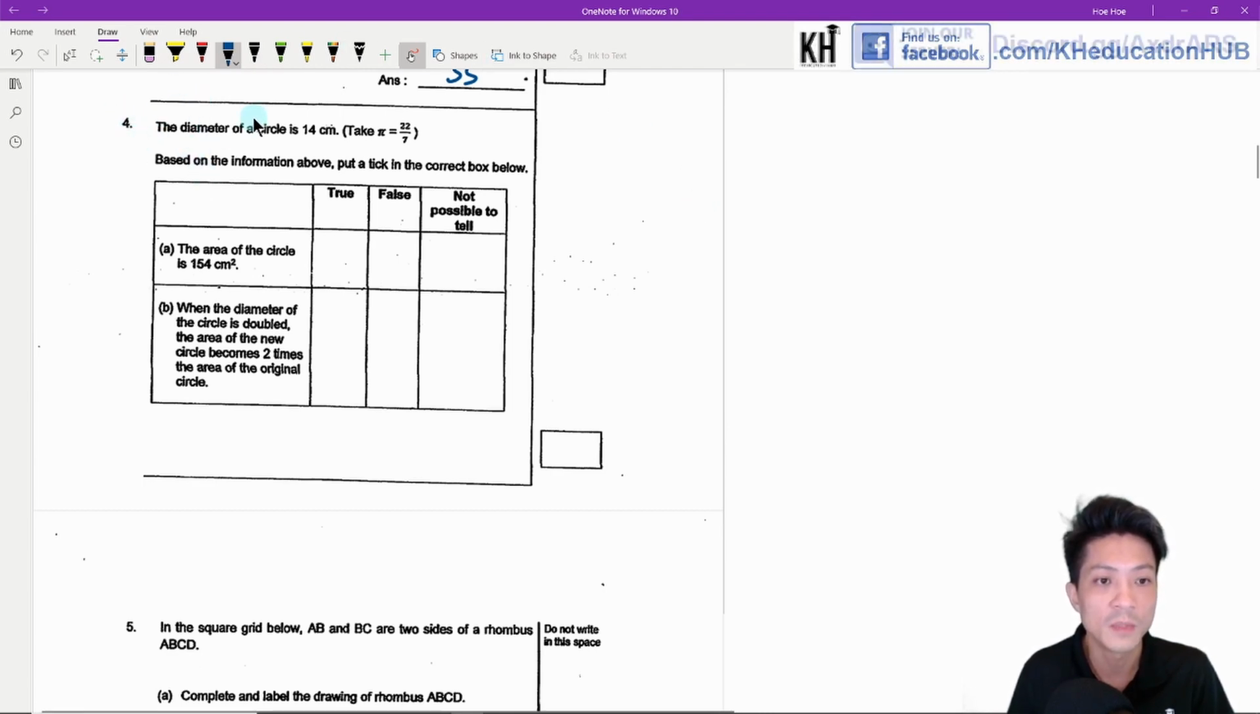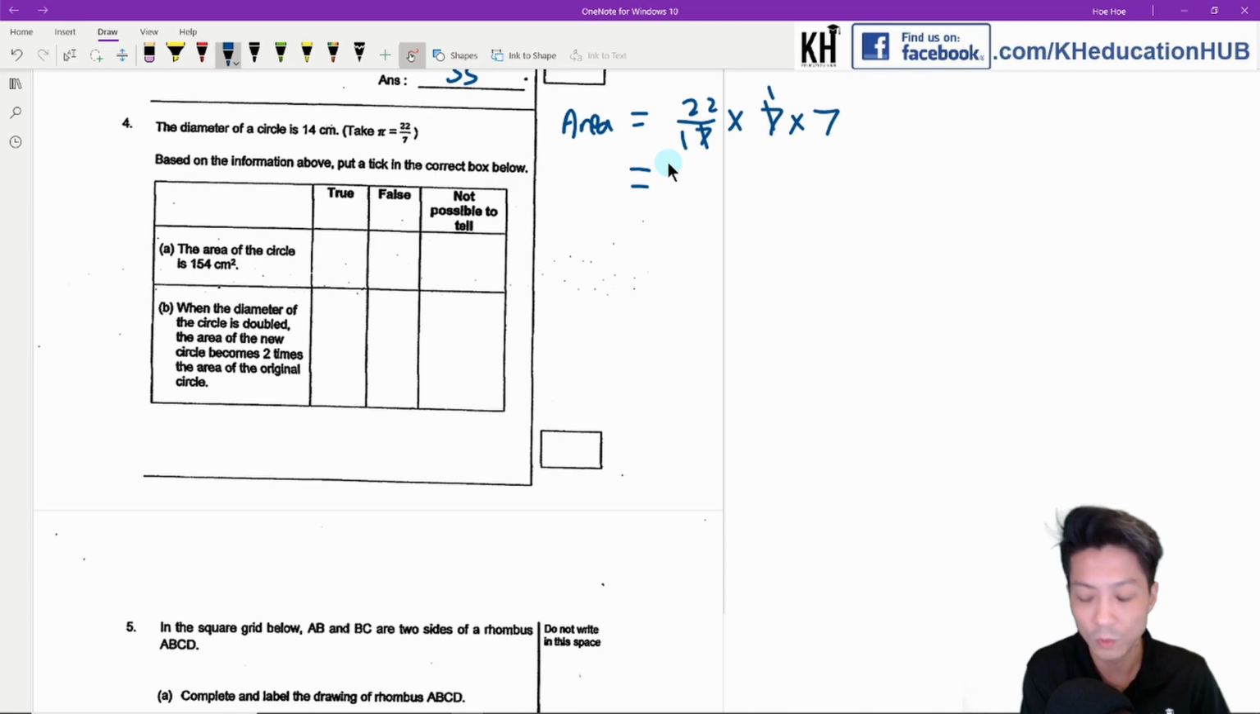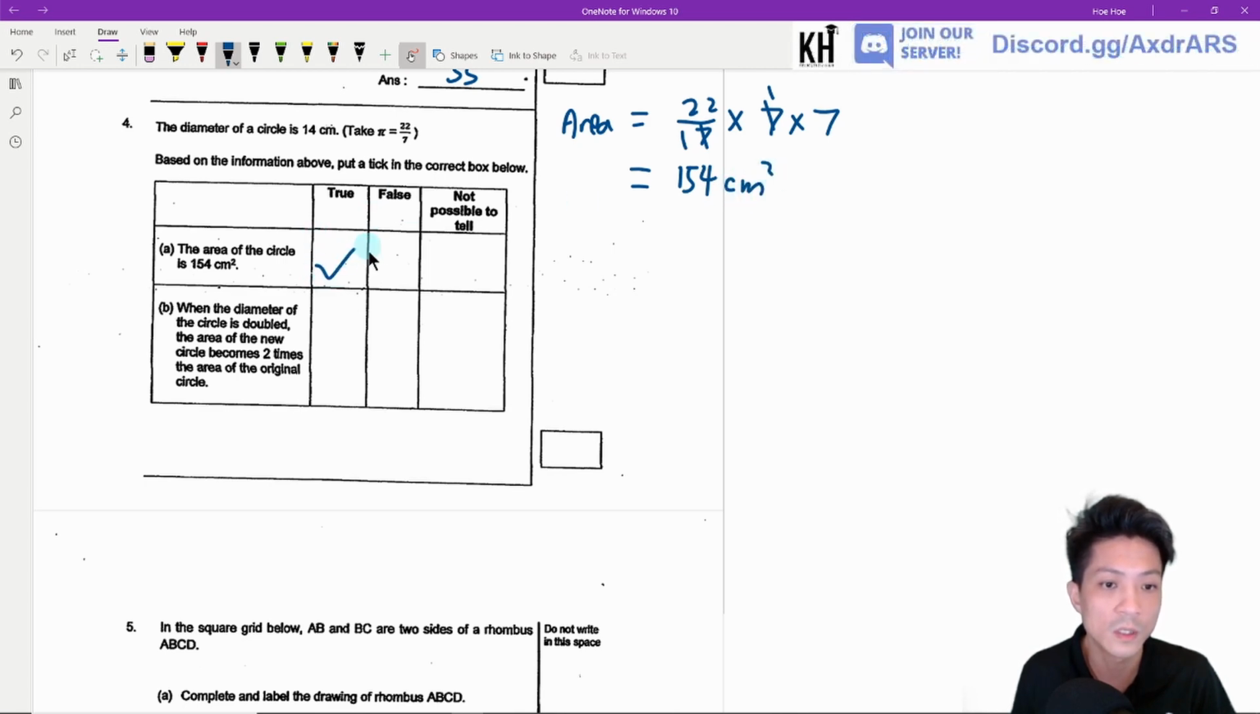Okay, question 4. The diameter of a circle is 14 cm, taking pi to be 22 over 7. Based on the information above, put the tick in the correct box. Area of the circle is 154 square cm. So we can find out area is equals to pi times r times r, and cancel, and it will be 22 times 7. It's gonna be 154. So option A is true.